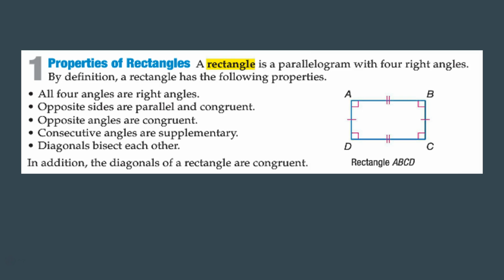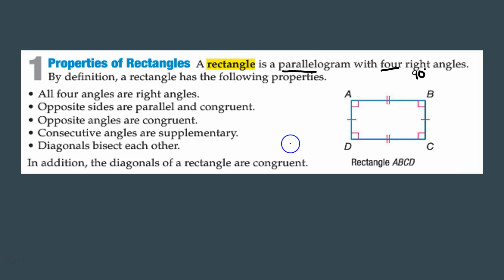Alright, so today we're going to go over what makes a rectangle a rectangle. First of all, a rectangle is a parallelogram. Remember, because it has parallel and parallelogram, we know we're going to be dealing with parallel lines somehow. And it also says we need to have 4 right angles. Well, remember right angles are 90-degree angles.